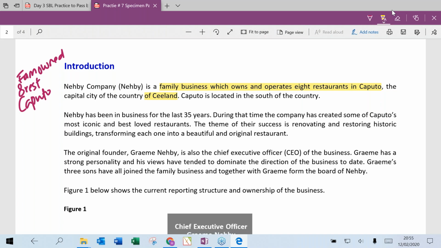Nabi has been in business for the last 35 years. During that time, the company has created some of Caputo's most iconic and best loved restaurants. Wow. So they have most iconic and best loved restaurants of Caputo. The theme of their success is renovating and restoring historic buildings, transforming each one into a beautiful and original restaurant.